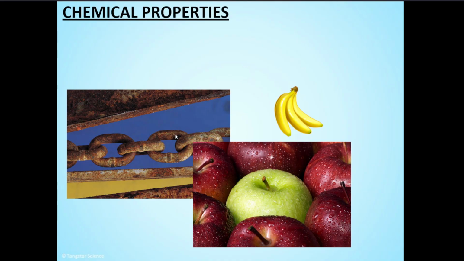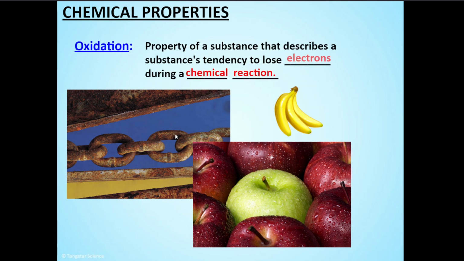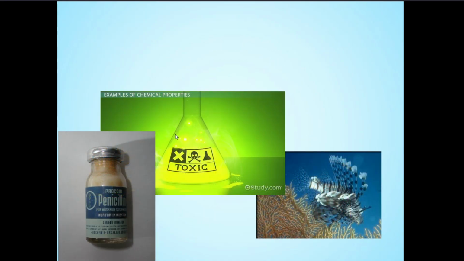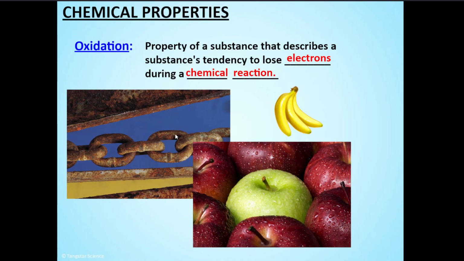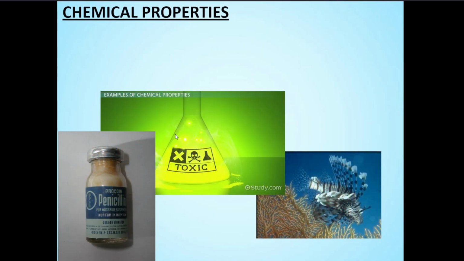Next chemical property we're going to talk about is oxidation. Oxidation describes a substance's tendency to lose electrons during a chemical reaction. The most common example that we see every day is rust, as you see in the picture. And as you've seen in bananas, they oxidize, turning from yellow to black, or apples bruise when you bite into them and let them sit out in the air. All right, just a last few of these to go.